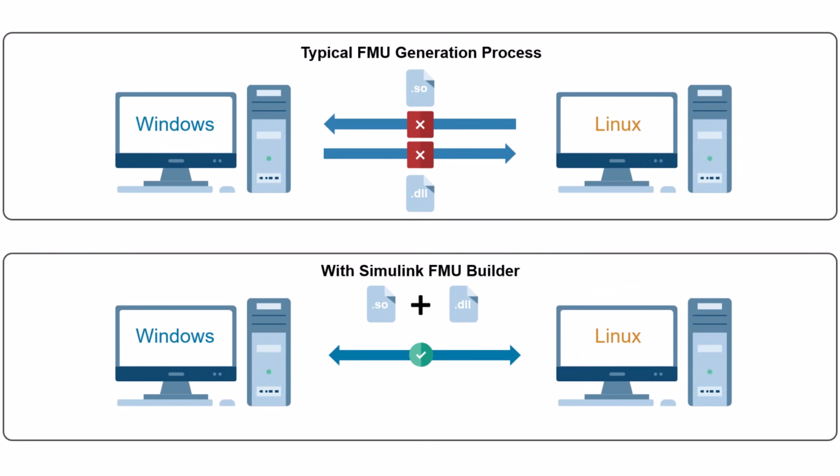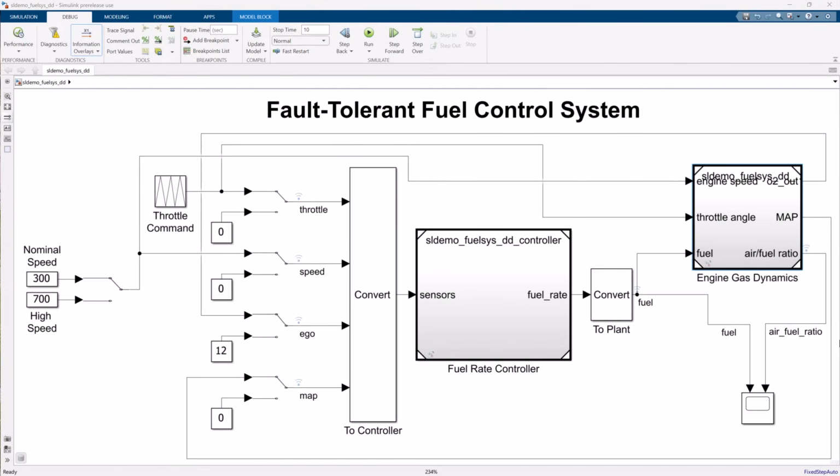FMUs are exported with operating system-specific shared libraries for Windows and Linux. Normally, you would have to ensure compatibility between the package binary and the system importing the FMU. However, with the cross-platform support of Simulink FMU Builder, this consideration is no longer an issue. Simulink can export both binaries and even simulate a Linux shared object on Windows. I will now show you just how easy Simulink FMU Builder is to use.